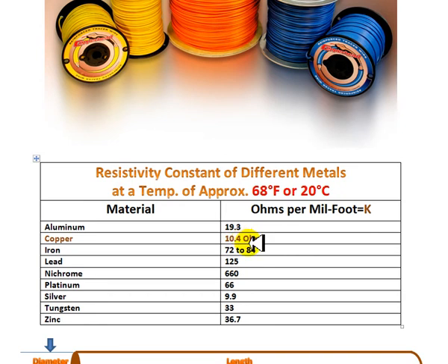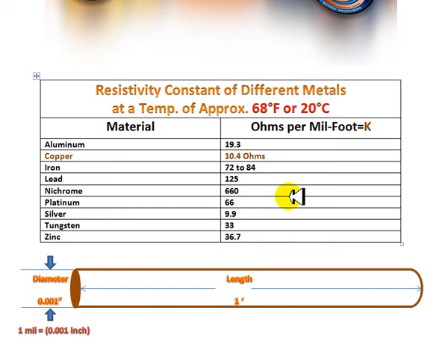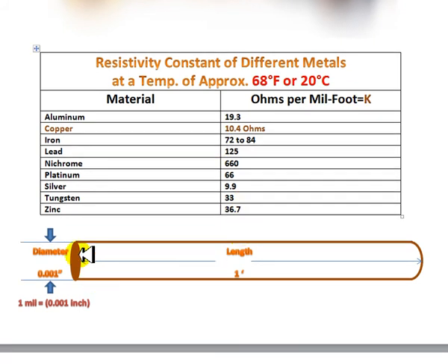Now, how did we get this value, like 10.4? The way to get that value, the constant K, is by taking 1 foot of wire. 1 foot, that's the length. And then what they do is they take 1 mil. 1 mil equals 1/1000th of an inch. That is very, very small. This is how it's determined for all different types of materials. And we'll continue here, okay?